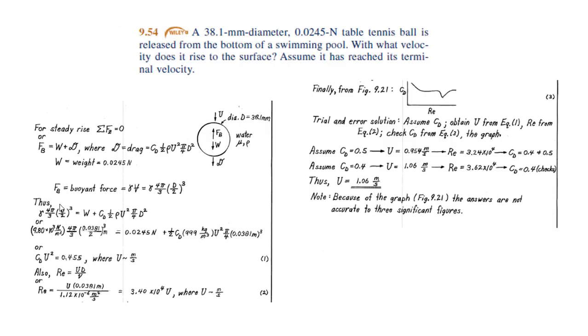Okay, now this is an interesting numerical. A 38.1 millimeter diameter, 0.0249 newton table tennis ball. So the first term written is the diameter of the ball, the table tennis ball, whose weight is 0.245 newton.